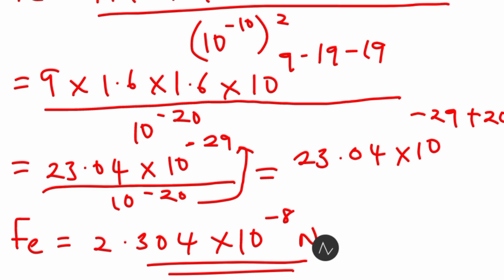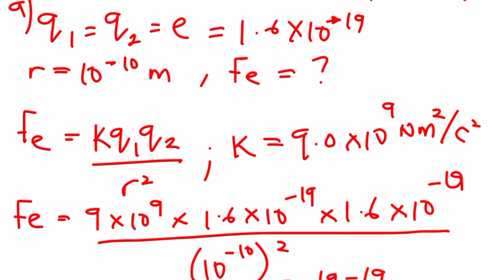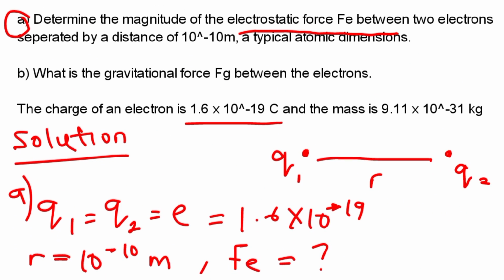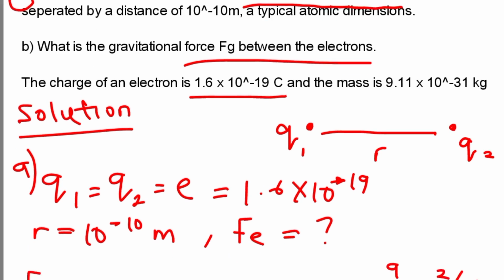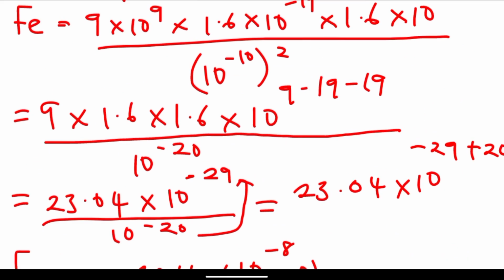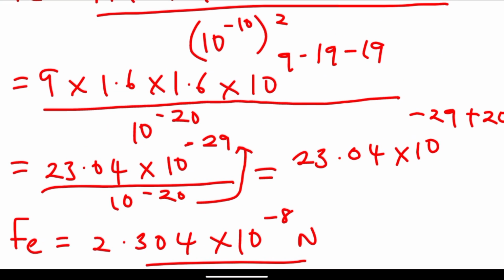This is the first part of the problem which we have solved. So we have found that Fe is equal to 2.304 times 10 to the power of negative 8. The second part of the problem is the gravitational force, Fg, between the two electrons. So let's go solve for the second part of the problem.